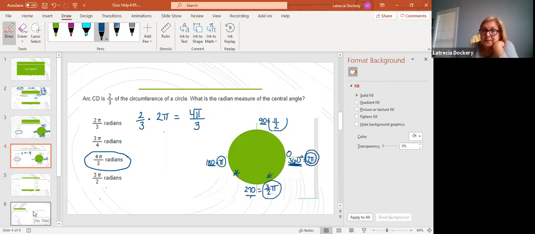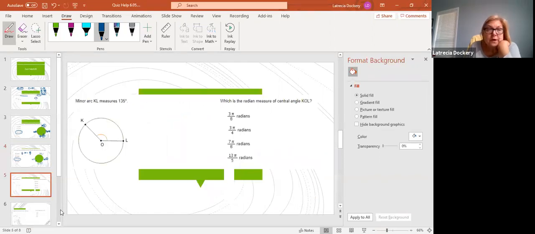All right. Next one. Okay, minor arc KL measures 135 degrees. What is the radian measure of the central angle? Okay, now let's see. How can we do this? We've got 135 degrees. Well, we know our whole circle is 2 pi, right? We want our answer in radians. So we need to find our fraction of the whole circle. Well, it measures 135 degrees. So 135 over 360. Let's find the fraction.